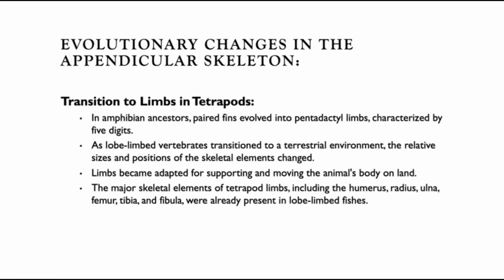Okay, now the transition to limbs in tetrapods. So in amphibian ancestors, the paired fins would then evolve into the pentadactyl limbs that we spoke about. Remember, we spoke about the lobe-finned fishes and how their fins kind of resembled fingers, the 5 digits, right? So from the fishes, the amphibians were able to develop their limbs as these lobe-limbed vertebrates transitioned to terrestrial environments, so the land. The relative sizes and positions of these skeletal elements then changed. Their limbs became stronger and more adapted for supporting the animal's body on land. The major skeletal elements of the tetrapod limbs are the humerus, the radius, the ulna, the femur, the tibia, and fibula, which were all bones already found in the lobe-limbed fishes.